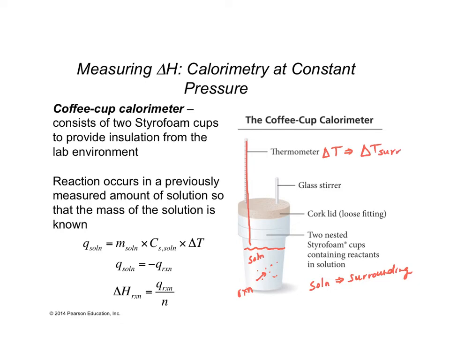We're then going to take that and use our heat equation that we just found to figure out what happens to the heat of the solution, or the heat of the surroundings. With that, we will be able to know what happens to the heat of the reaction, because they're just going to be the reverse of one another. Once we know that, we will be able to calculate the enthalpy of the reaction, knowing the heat of the reaction and also this value n. What does n represent so far? Moles. This is going to be the number of moles of limiting reagent.